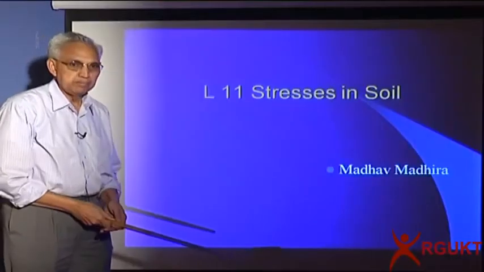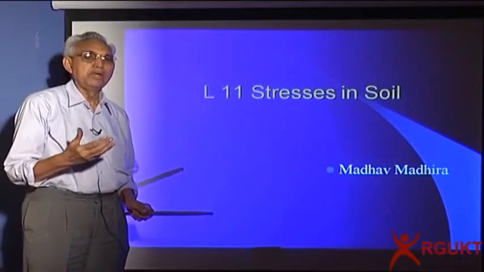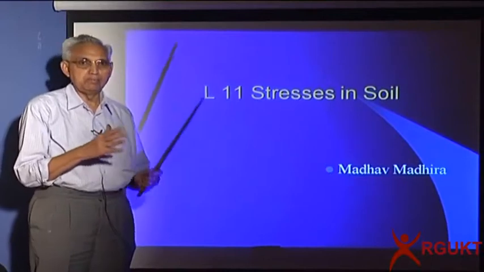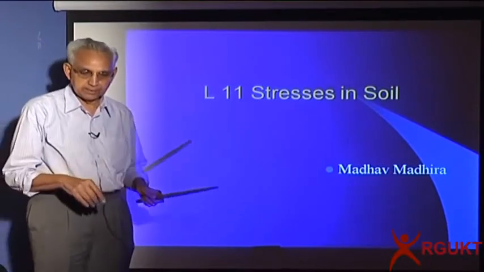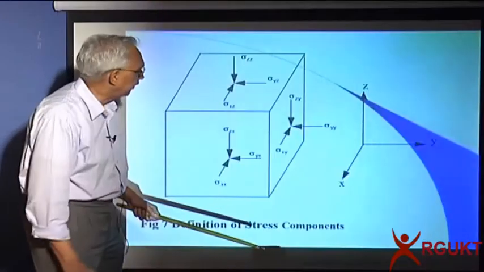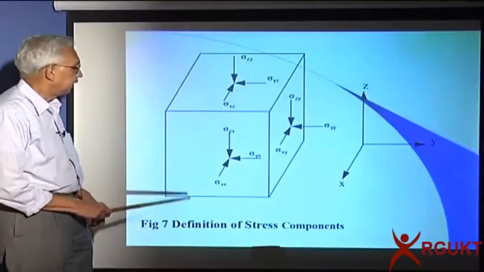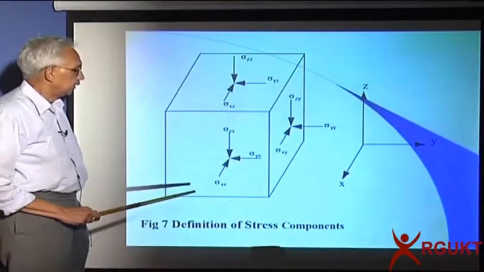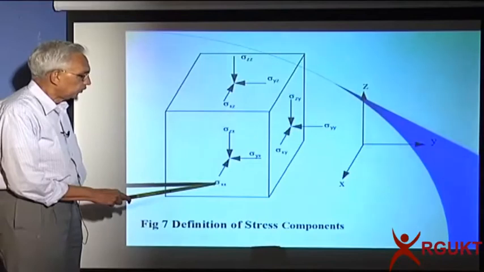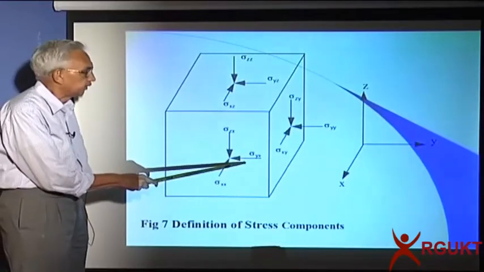Let us look at a brief presentation of how we transform stresses from one coordinate xz axis into any other orthogonal axis. So what we do is, suppose I have the state of stress here. You can see x, y and z direction. So on each face you will have one normal stress and two shear stresses.